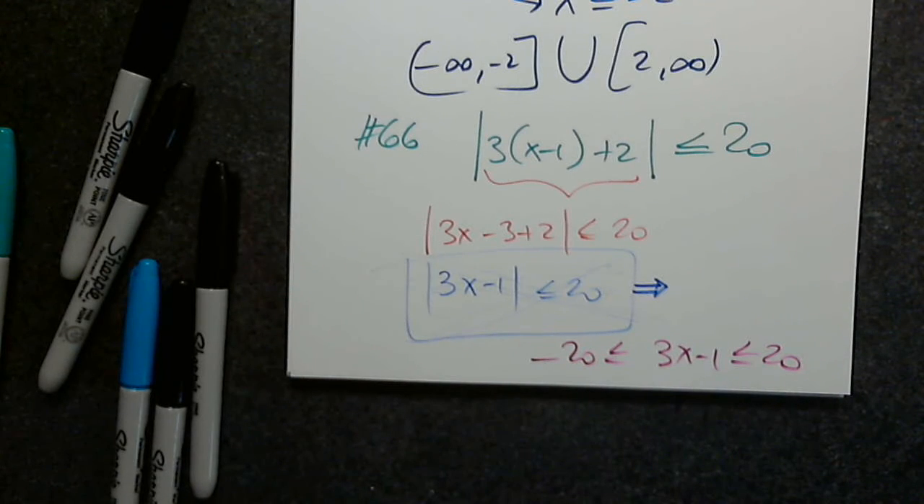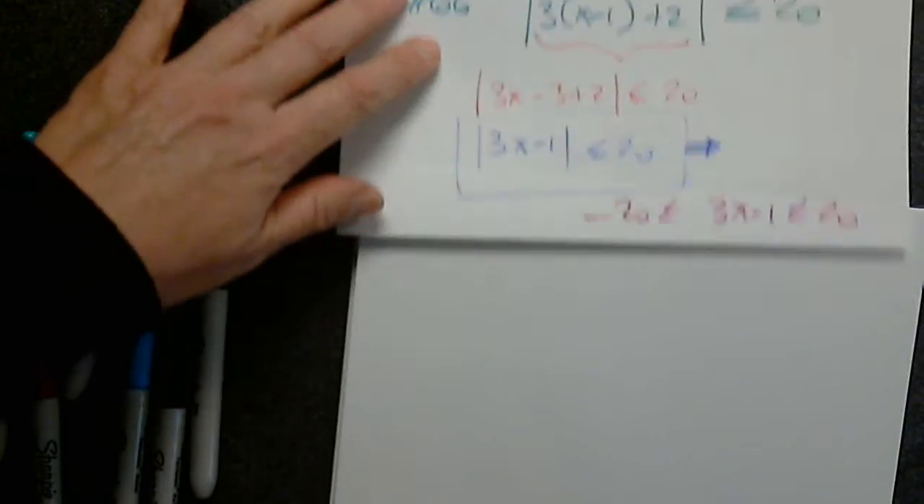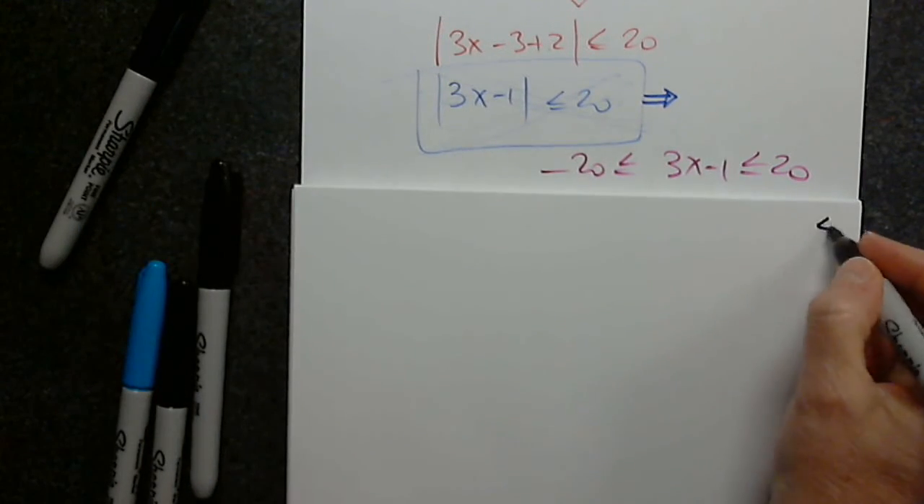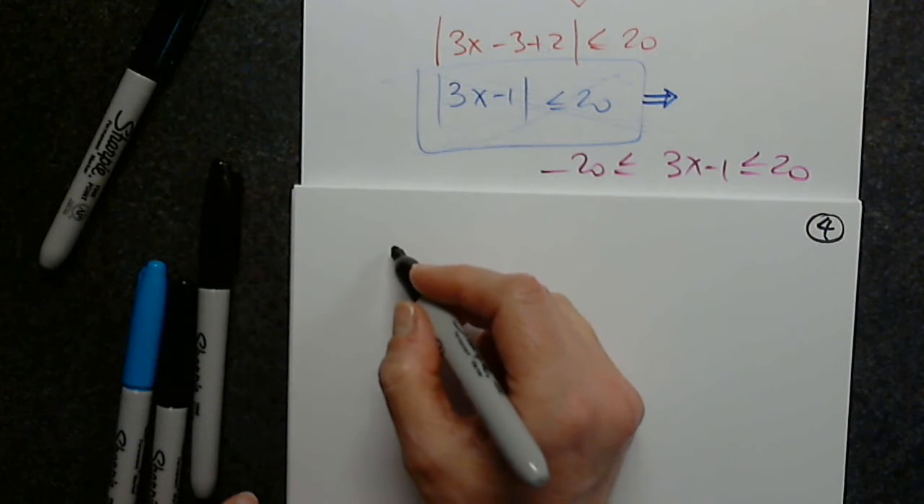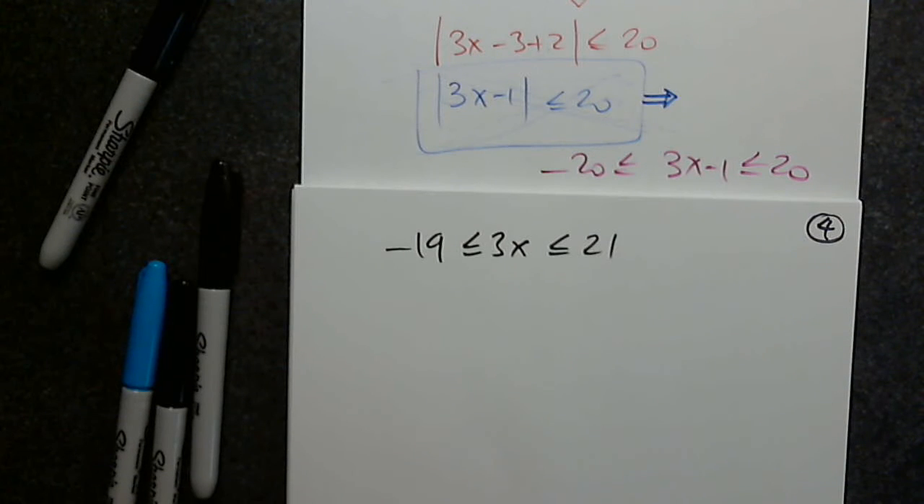I have to clean it up and get x. How do I clean this up? What will be the next step? How do I simplify everything here? Of course, I will add 1. So this is negative 19 less than or equal to 3x less than or equal to 21. I did add 1 to all 3 sides. Perfect. Now what?